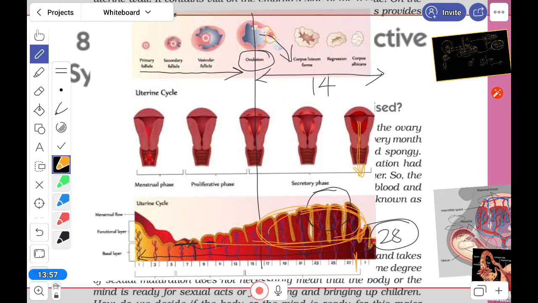It occurs in a month, and it lasts for a few days, 3-4 days. Then again the process will start. Again the egg will be produced. Again the uterine membrane will increase. That is the fact that you have to remember.